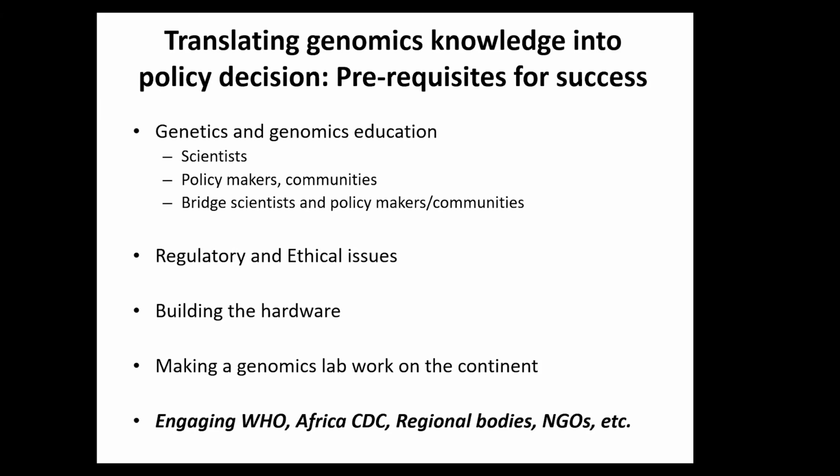So to translate genomics into knowledge, there are a number of prerequisites. There is a need for genetics and genomics education. For the scientists, we need to build more capacity, have a critical mass of scientists involved in this field, and also with the policymakers and the communities at large. And then build a bridge between the scientists and the policymakers and the communities. And these engagement activities are trying to address that.